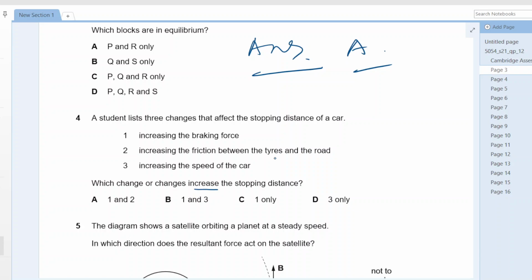if I consider increasing the speed, the car has more kinetic energy, and the stopping distance in this case increases. Therefore, the answer is 3 only. It is answer D. Therefore, 4 D.